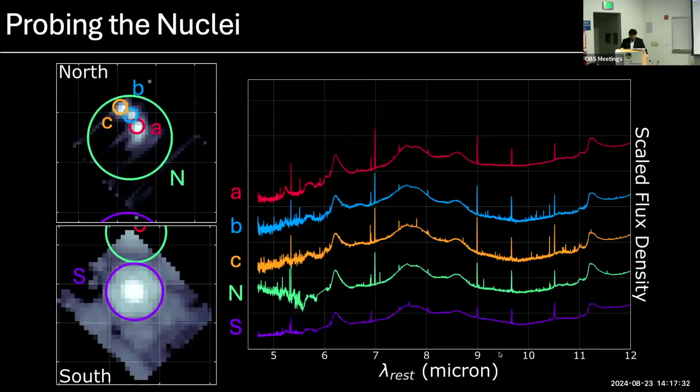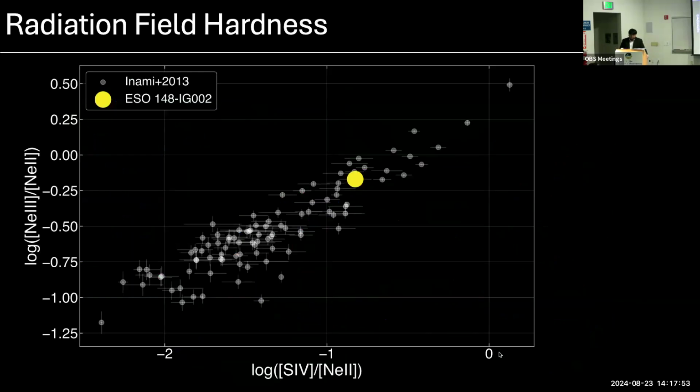Once we've extracted the spectrum, the first thing we did is we plotted them and we scaled them such that we could see any initial variations that stick out to us as initial lines of inquiry into what features might be worth looking into that seem overly peculiar when compared to other LIRGs. An easy thing to probe initially is the hardness of the radiation field. What you're seeing right here is the ratio of the fluxes of the sulfur 4 over the neon 2 line, as well as the neon 3 over the neon 2 line on the y-axis.